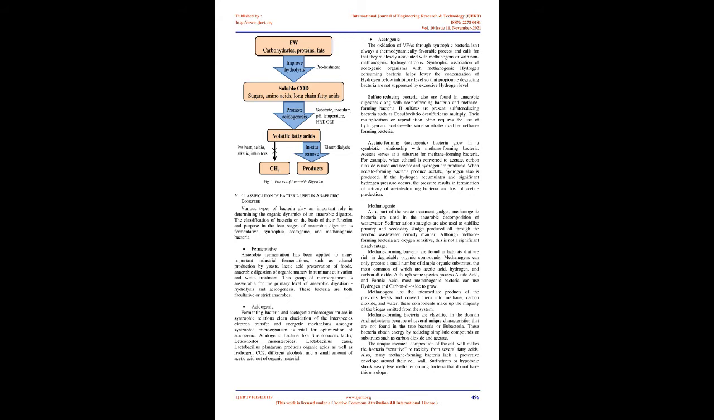Acetate-forming, acetogenic, bacteria grow in a symbiotic relationship with methane-forming bacteria. Acetate serves as a substrate for methane-forming bacteria. For example, when ethanol is converted to acetate, carbon dioxide is used and acetate and hydrogen are produced. When acetate-forming bacteria produce acetate, hydrogen also is produced. If the hydrogen accumulates and significant hydrogen pressure occurs, the pressure results in termination of activity of acetate-forming bacteria and loss of acetate production.